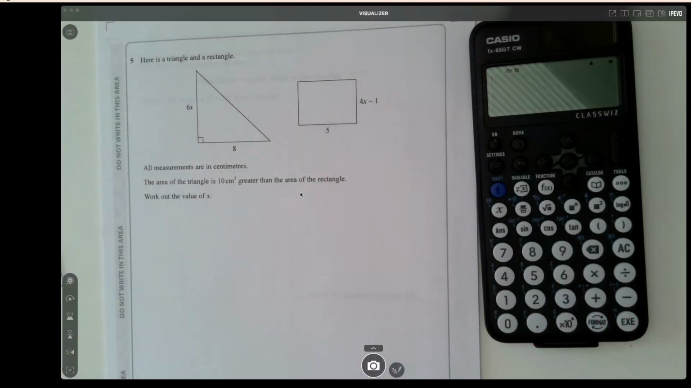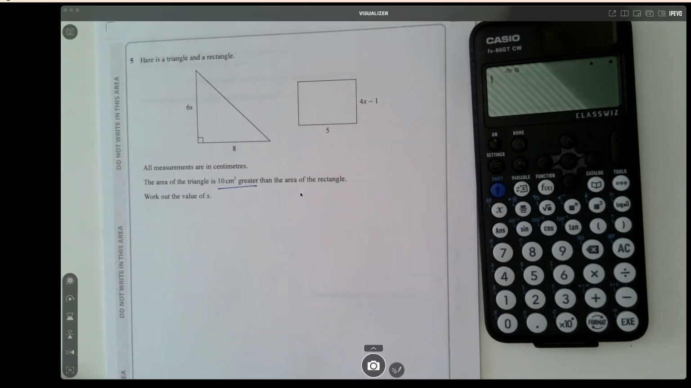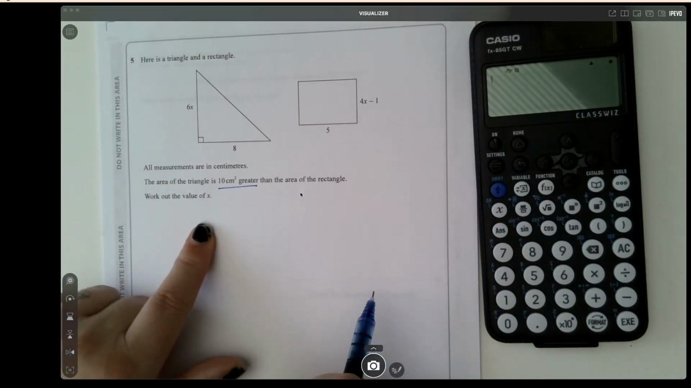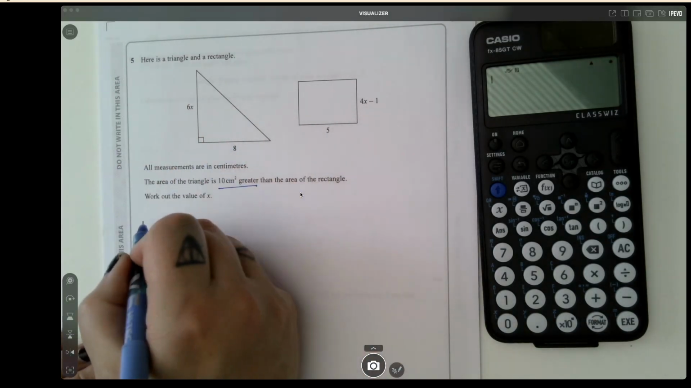Question 5. Here is a triangle and a rectangle. All measurements are in centimetres. The area of the triangle is 10 centimetres squared greater than the area of the rectangle. Work out the value of x. So the first thing I'm going to do is form some expressions for the area of each of these two shapes.